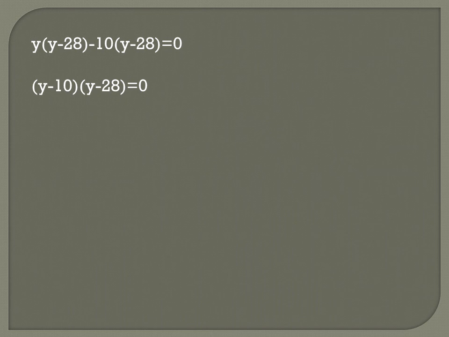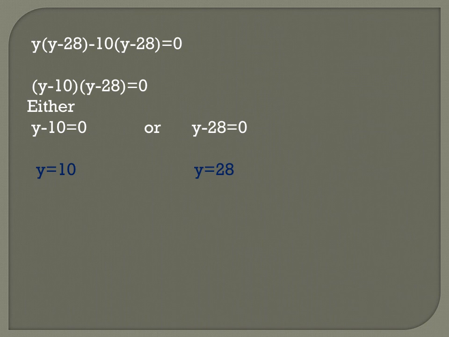Here are two possibilities: y minus 10 equal to 0 or y minus 28 is equal to 0. When y minus 10 equal to 0, it will give us y equal to 10, and when y minus 28 equal to 0, it will give us y equal to 28. So here we get two values of y which are 10 and 28.